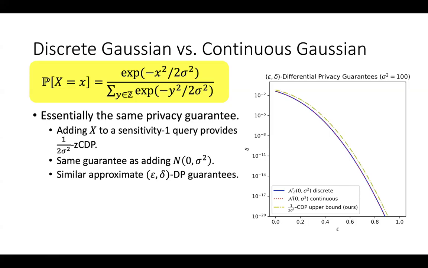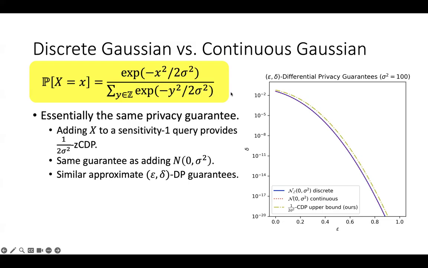So here is a plot of the epsilon-delta guarantees that you would get from adding discrete and continuous Gaussian noise, where the sigma squared is 100, to a sensitivity 1 query. Now, you can see there's a solid blue line and a dotted red line, and they're just indistinguishable. Those are the guarantees of discrete and continuous Gaussians. They're completely indistinguishable. There is a third line, the yellow line, which is an upper bound that's implied by concentrated DP. Okay, so this is for sigma being 10.